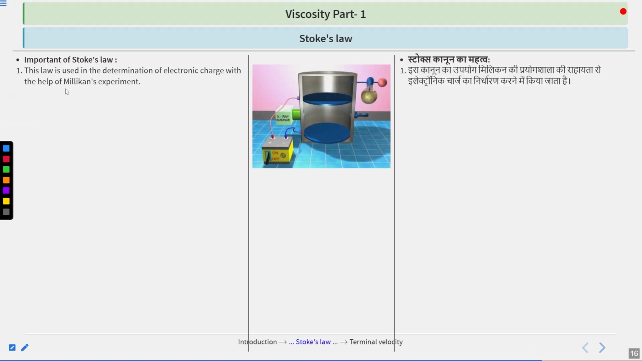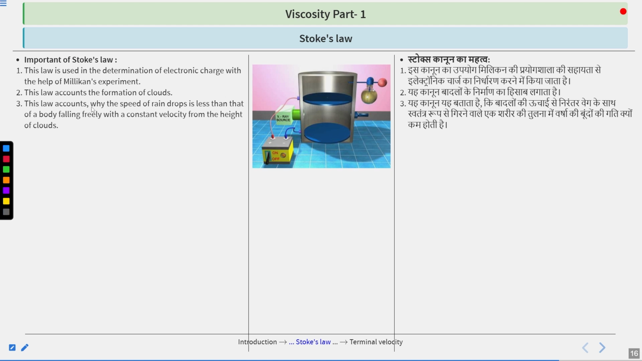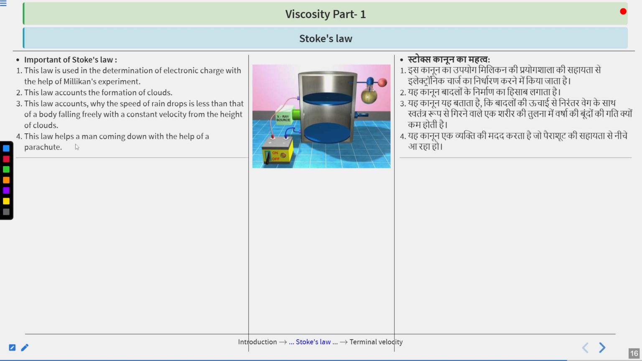Importance of Stokes' law. This law is used in the determination of electronic charge with the help of Millikan's experiment. Please do not read it as Milkman's experiment. Often we do it, but it is Millikan's experiment. This law accounts for the formation of clouds. This law accounts for why the speed of raindrops is less than that of a body falling freely with a constant velocity from the height of clouds. This law helps a man coming down with the help of a parachute.